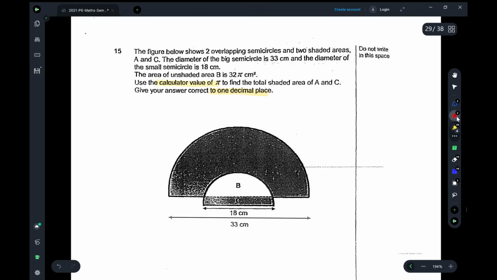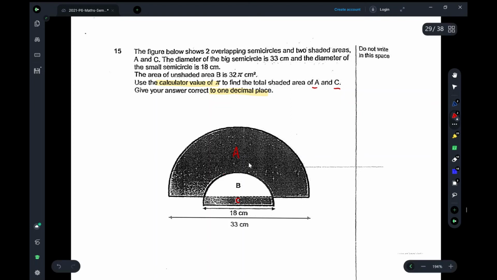Okay. They want to find the total shaded area of A and C. Might not be able to see, but I think this is A, B, and this is C. Okay. So to find A, I need to find the big, ultra big semicircle minus away B. Okay, A. To find C, I need to find the area of this semicircle minus away B to get C.